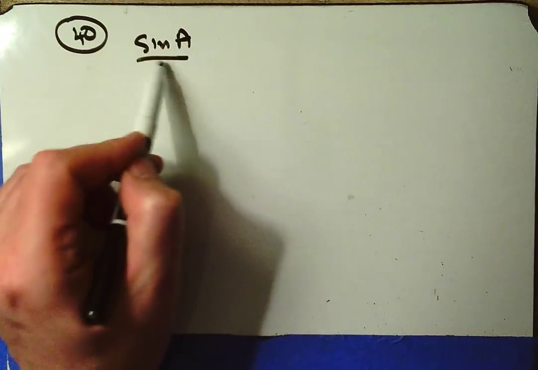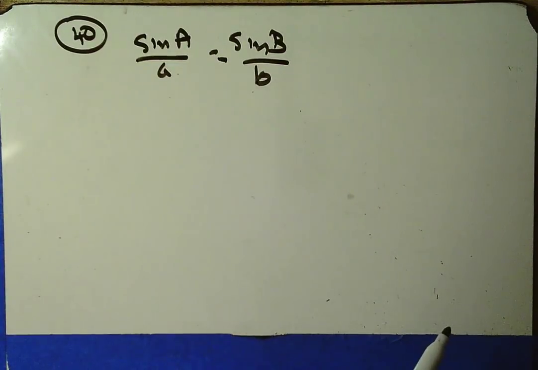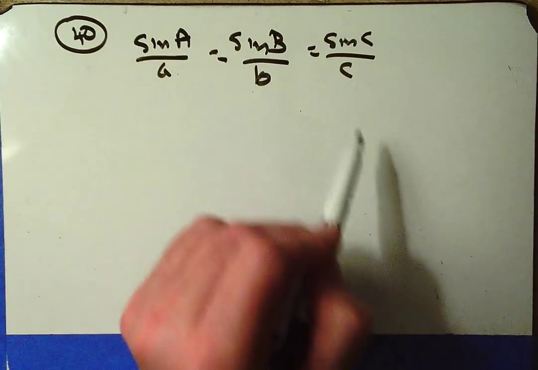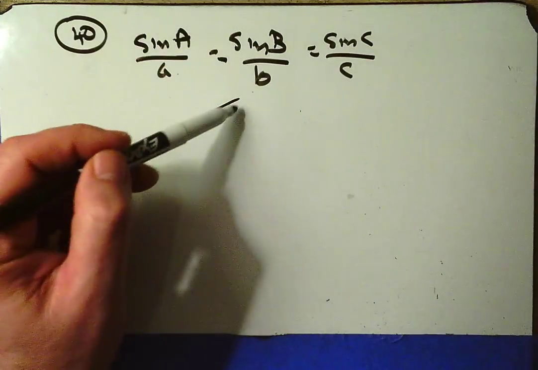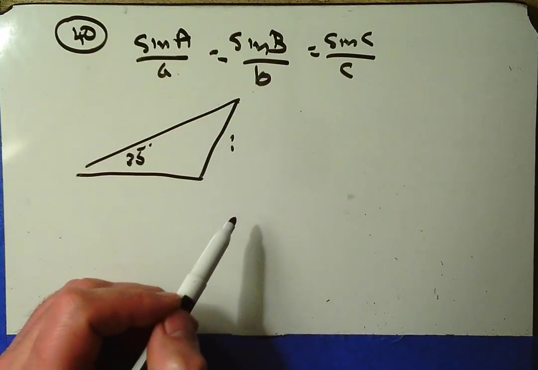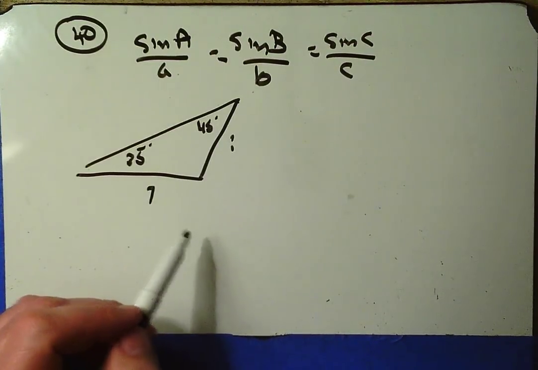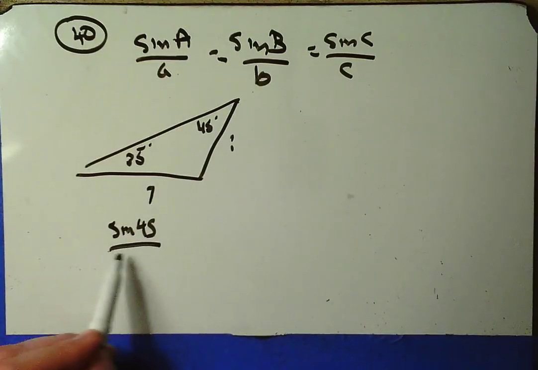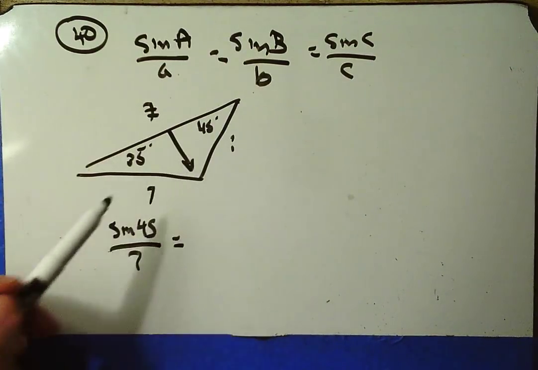Number 40 uses the law of sines. Sine A over A equals sine B over B. And I'm going to say sine C over C. I notice that I need an angle-side pair in order to use the law of sines. I know that this is 35 degrees, but I don't know that. I know this is 45 degrees, and I do know that. So I'm going to do sine of 45 over 7 equals, but wait a minute, I'm supposed to find this, and that's across from this angle.